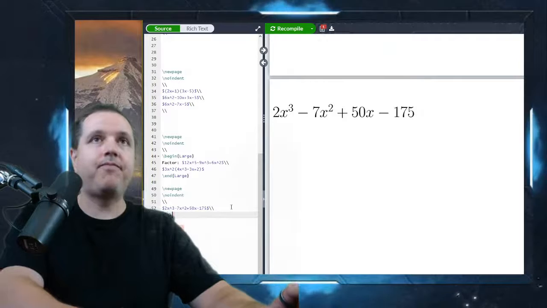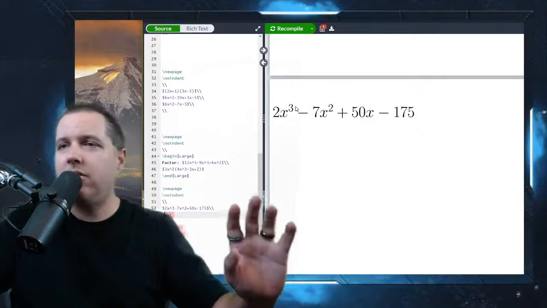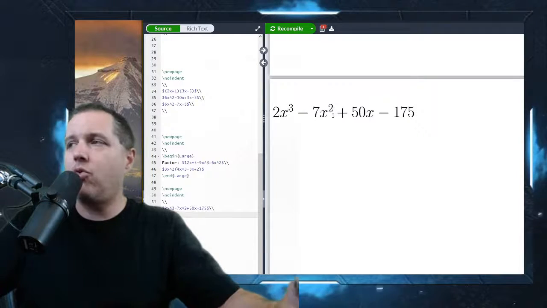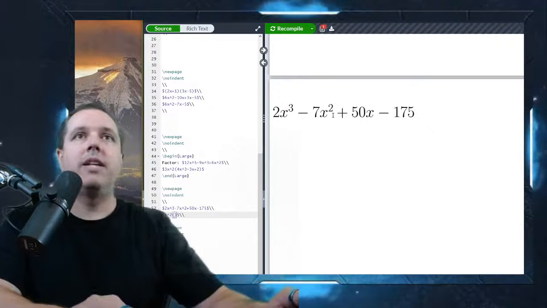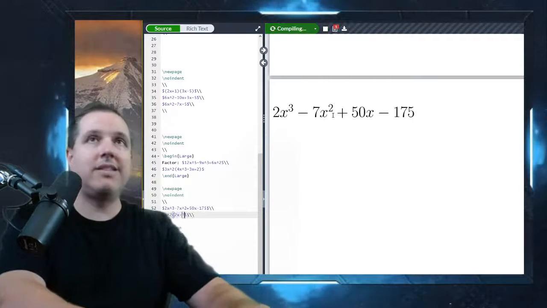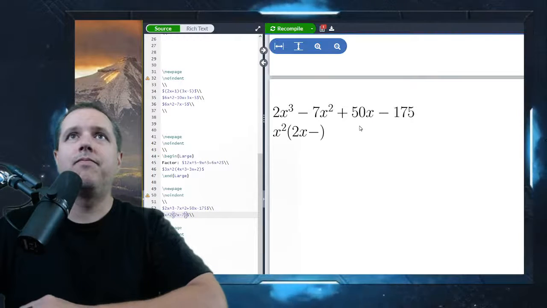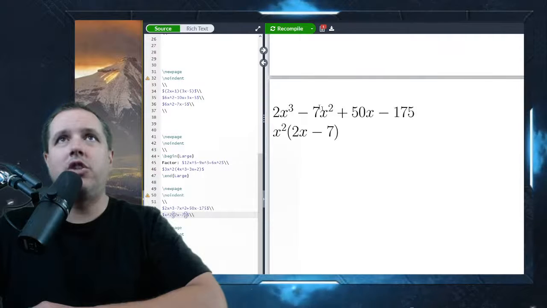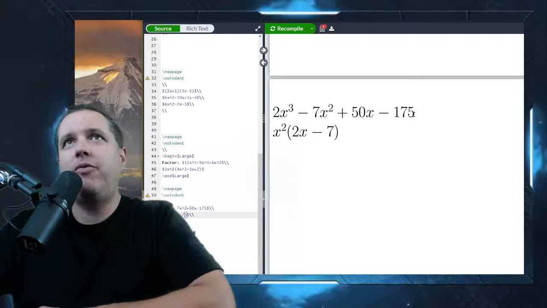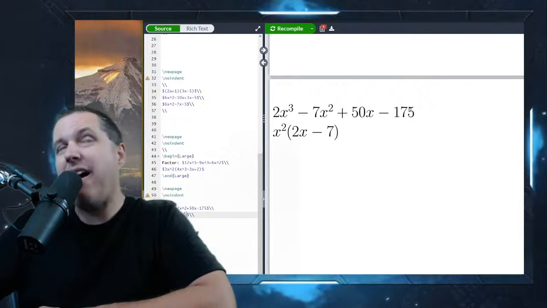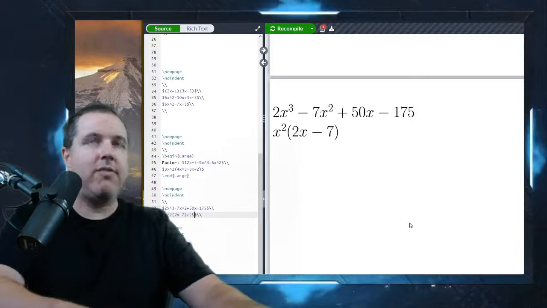So the next line, okay, what can I take out from these? Well, a 2 and a 7 don't have anything in common, so we're stuck there. What about x cubed and x squared? I can take out an x squared. So x squared, that's going to leave me with 2x minus 7. Okay, do you see how I did that? So I just factored an x squared out just from the first group. Okay. Now I'm going to figure out what I can factor out from here. Well, 50 and 175, what do those have in common? Like 25? Okay. So let's factor out a 25. So I'm going to factor out 25.